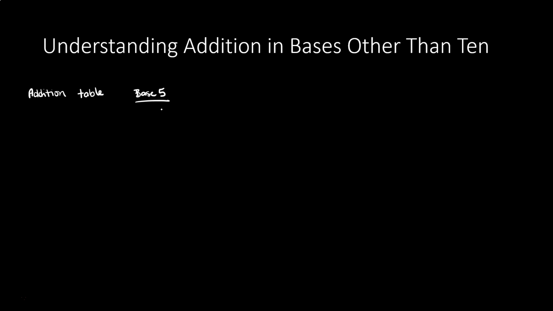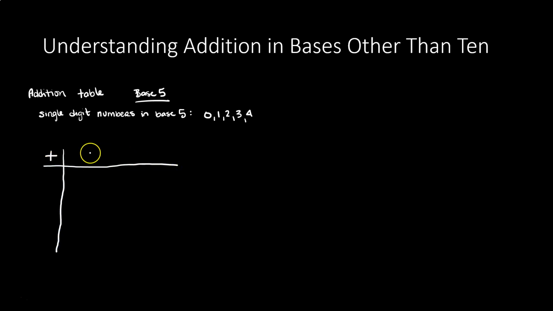To make an addition table, we're going to look at all of the single-digit numbers in base 5. Those are the numbers 0, 1, 2, 3, and 4. We have 5 single-digit numbers in base 5. And we're going to practice adding all of the single-digit numbers. So we're going to make an addition table, and it's going to look a lot like a multiplication table, maybe that you've made in the past.